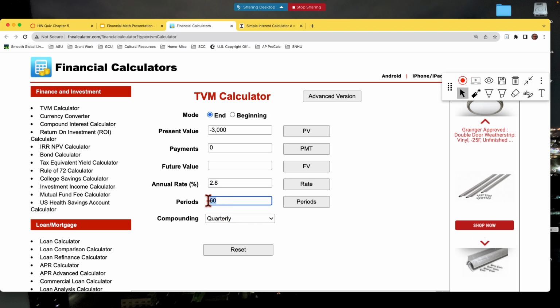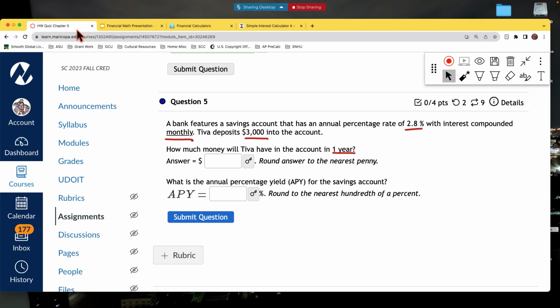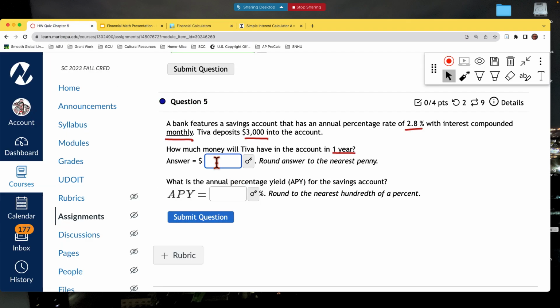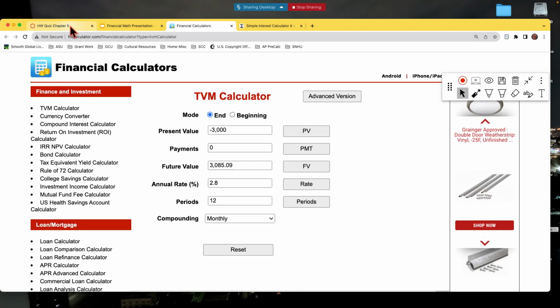Number of periods, it's compounded monthly, right? Or what did it say? Compounded monthly for 1 year. So that's going to be 12 periods, right? 1 times 12. We could then calculate how much we've earned. Started with 3,000. 3,085, so you can see how much interest was earned, and 3, I should have just copied it, right? 0.09.